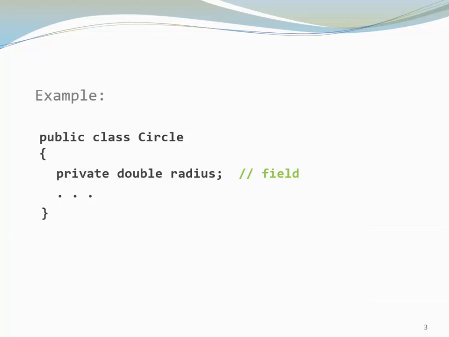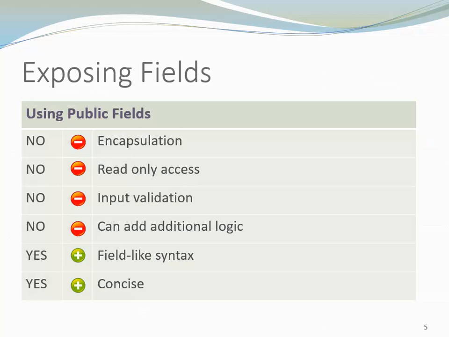Here I have a public class Circle which has a private field, the radius. Let's assume I want other classes to be able to read that radius, maybe also to write on it, change it. Now the first idea might be, why not just make the field public? This way we can access it from a different class. That's totally possible, but it has a lot of disadvantages. You know, the upside, it's simple, it's concise, I keep my field-like syntax, but there are too many downsides.